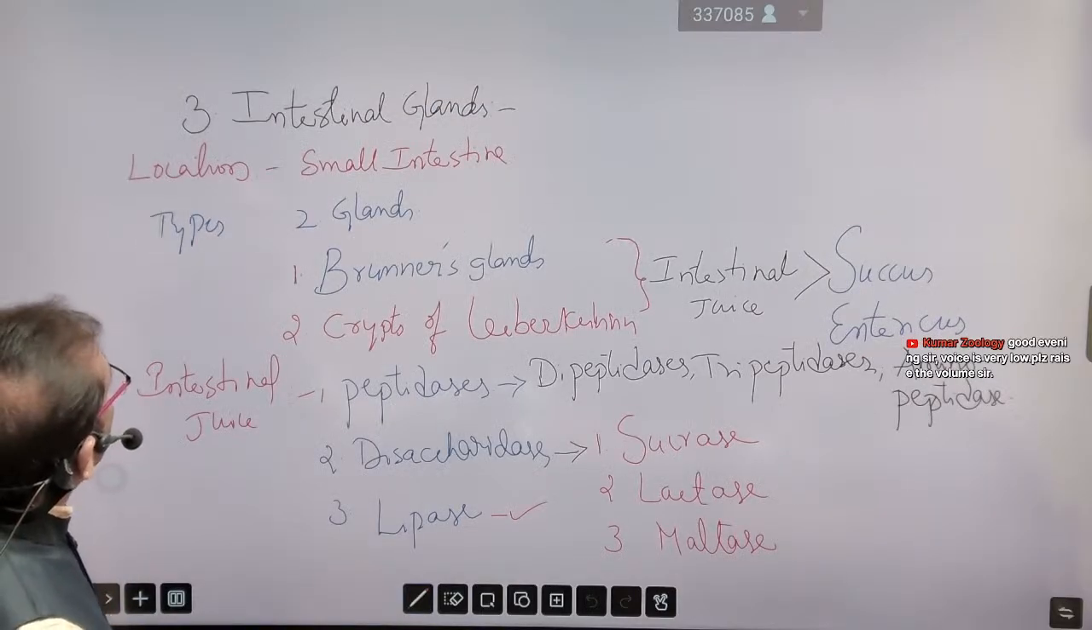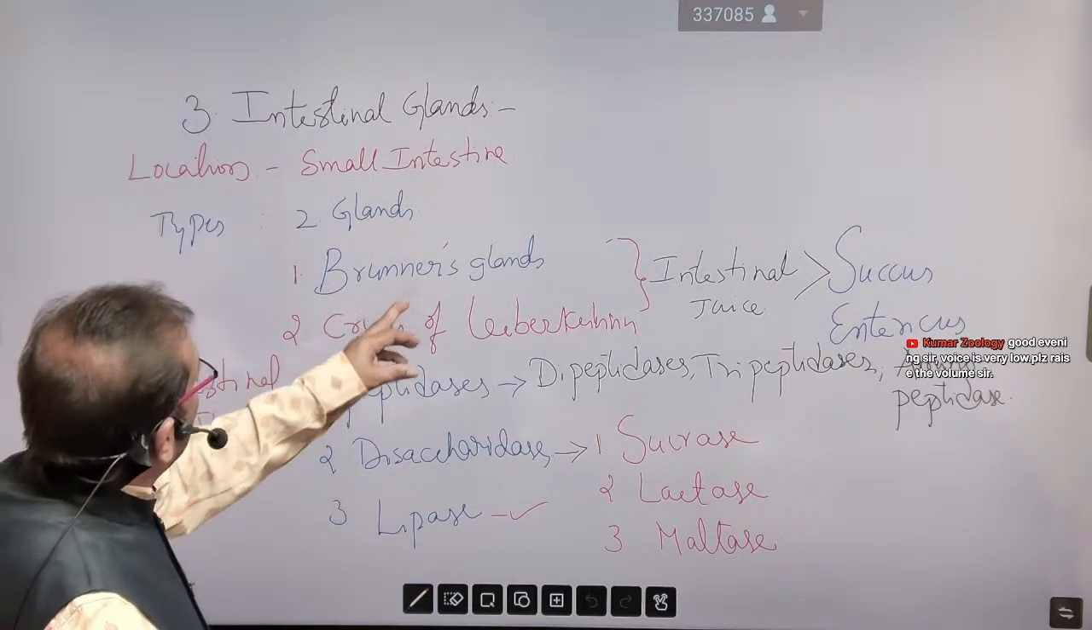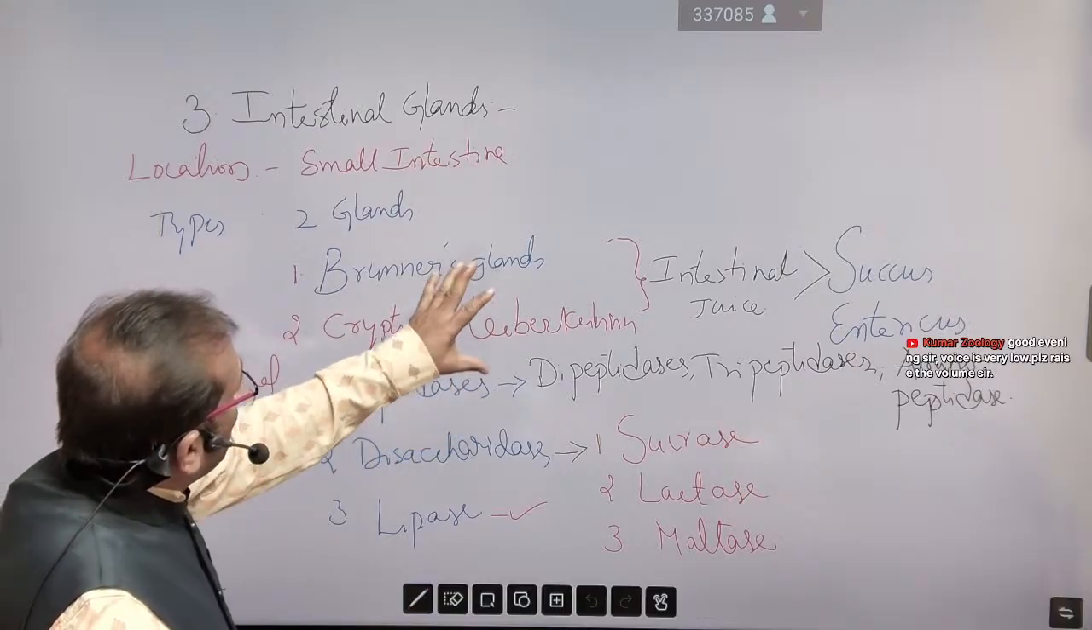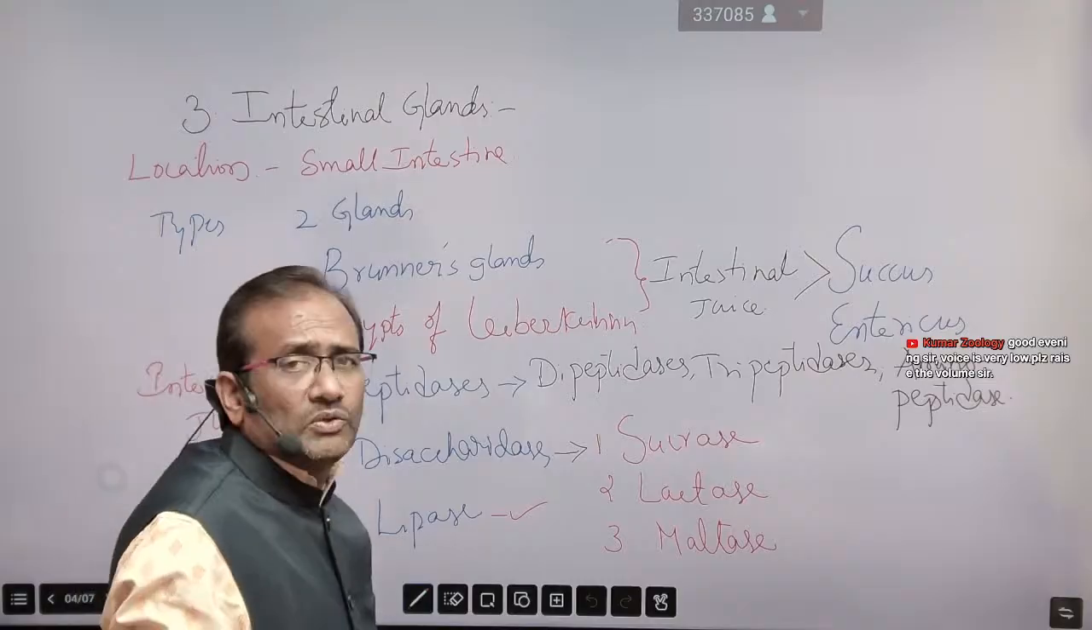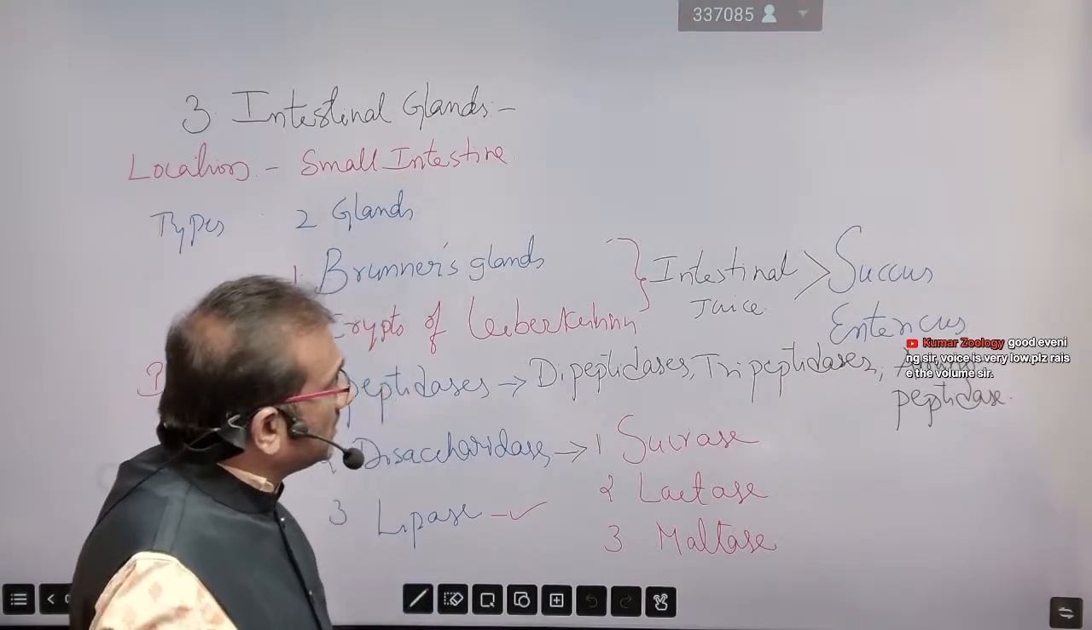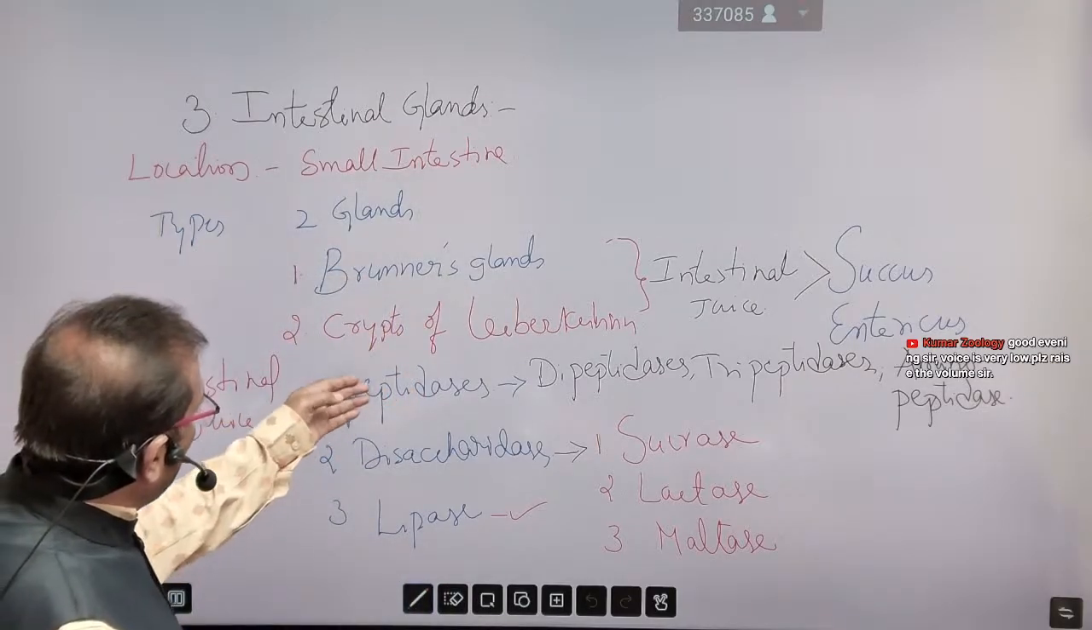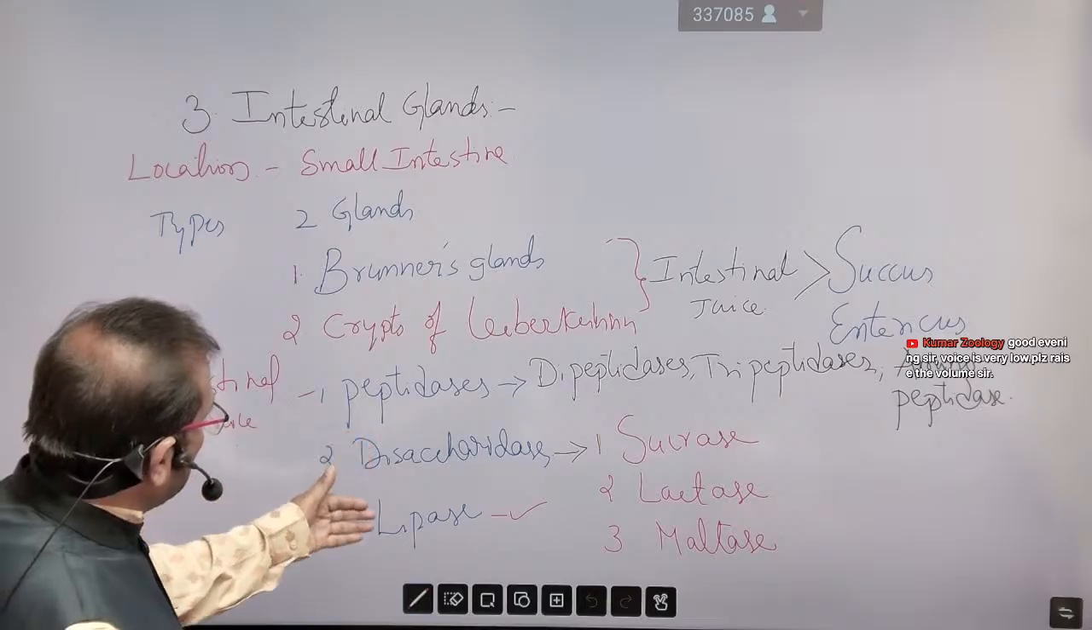Intestinal glands are called Brunner's glands and crypts of Lieberkühn. They are collectively called intestinal gland or intestinal juice. That intestinal juice is also known as succus entericus. In succus entericus, these enzymes are there: peptidases, disaccharidases, lipases.